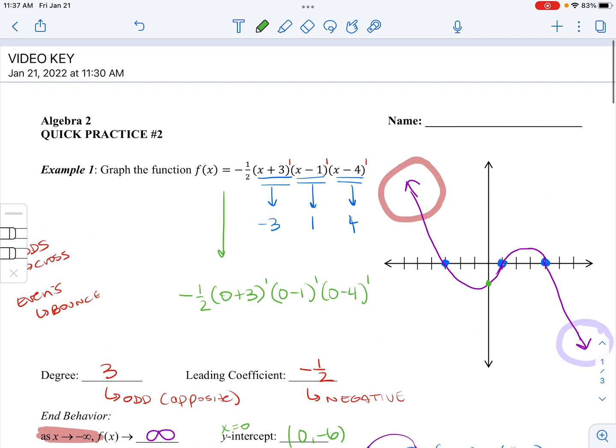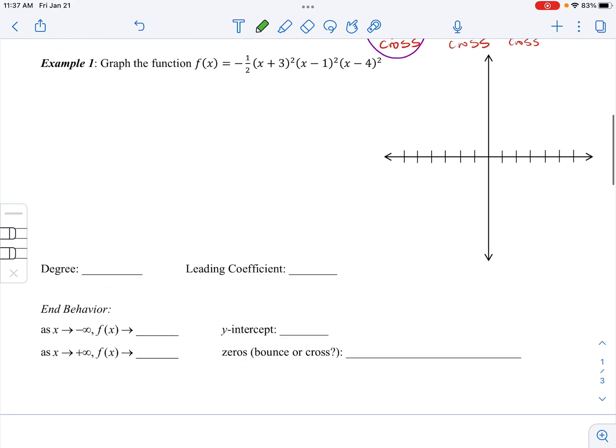Okay, so hopefully that helps you a little bit with this one. We'll go a little bit faster through this one. If you notice, it's the exact same things: -3, 0, 1, 0, and 4, 0. So I'll plot the same dots, 4, 1, -3.